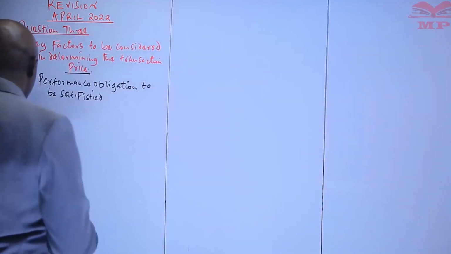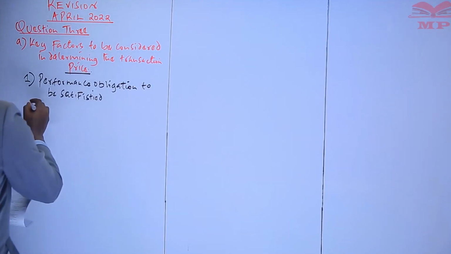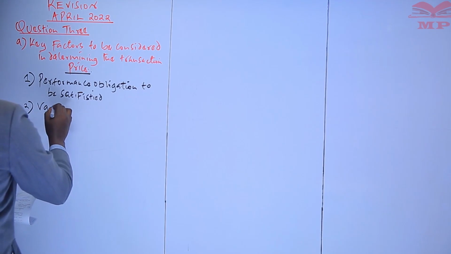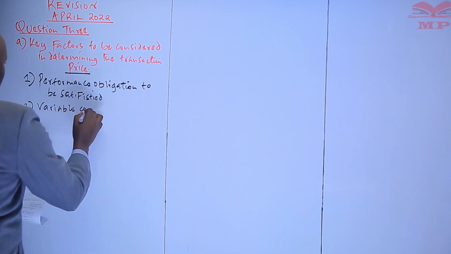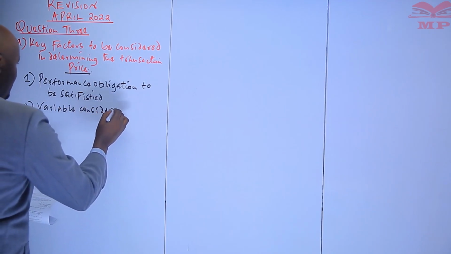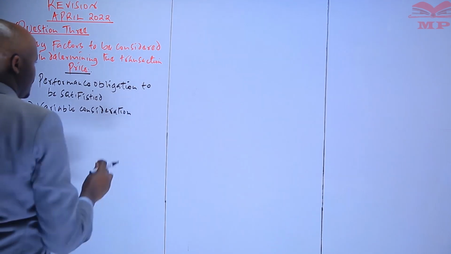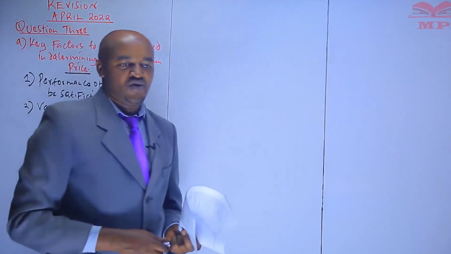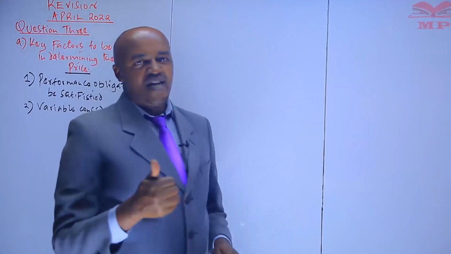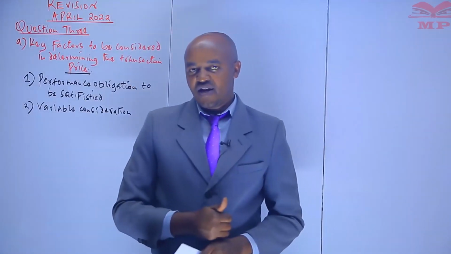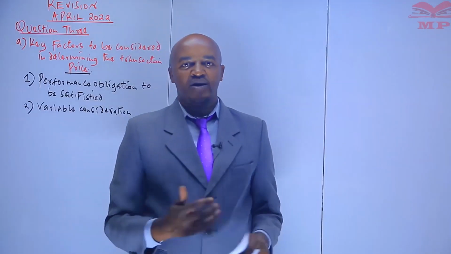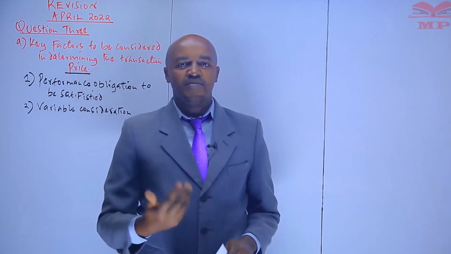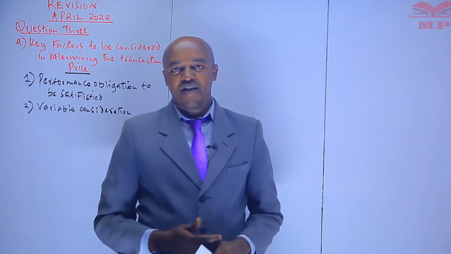Now, the other factor which also needs to be considered is what we refer to as the variable consideration. In this case, when we talk about the variable consideration, this is a consideration, or basically that particular price which is not fixed. So basically what that means is that this particular price is dependent on a number of things which are likely to happen in the future.